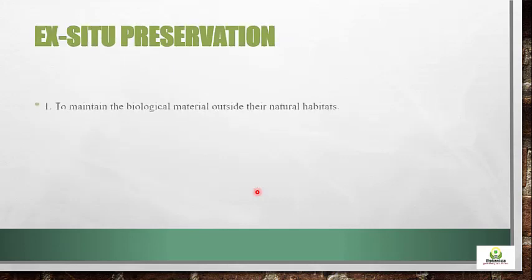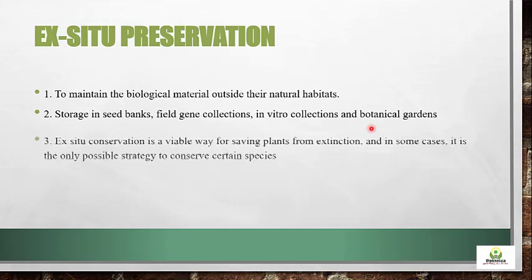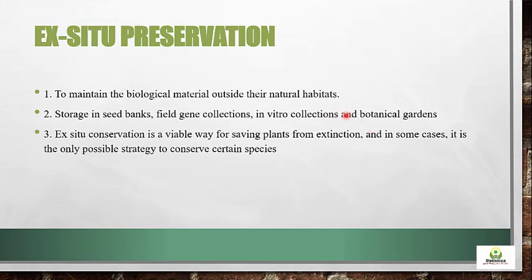So it is insufficient, and because of that we have taken another step, ex situ preservation, and now we are preserving those species in a laboratory or in a synthetic habitat to maintain the biological material outside their natural habitat. Outside their natural habitat means the greenhouse, the glass house, or maybe the laboratory, in the culture medium. Storage in seed banks, field gene collections, in vitro collection, and botanical gardens are all methods by which ex situ preservation is carried out.